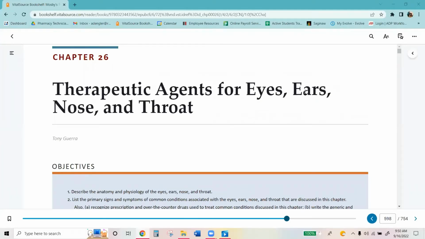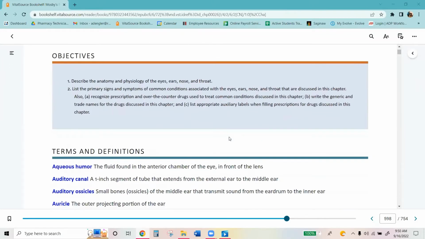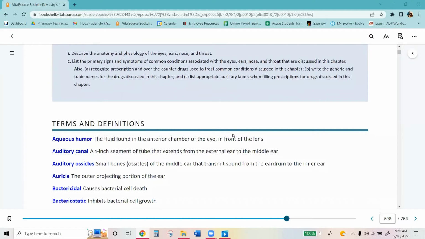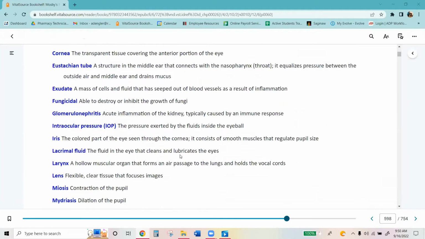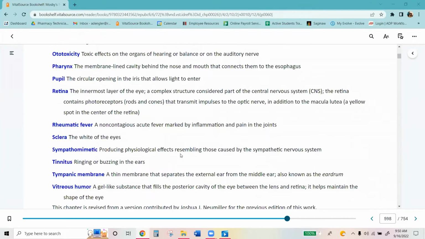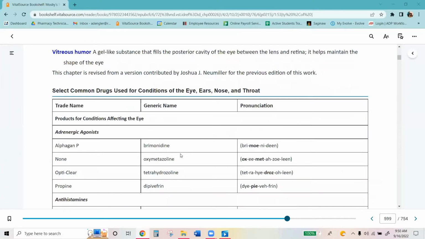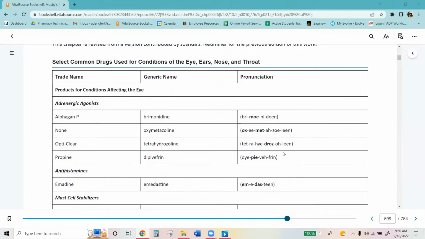Chapter 26, Therapeutic Agents for Eyes, Ears, Nose, and Throat. We'll skip past the terms and definitions for now, but we will go over them throughout the chapter. We have the select common drugs used for conditions of the eye, ear, nose, and throat. So you can go through these and look at the different classes and practice pronouncing the generic names.